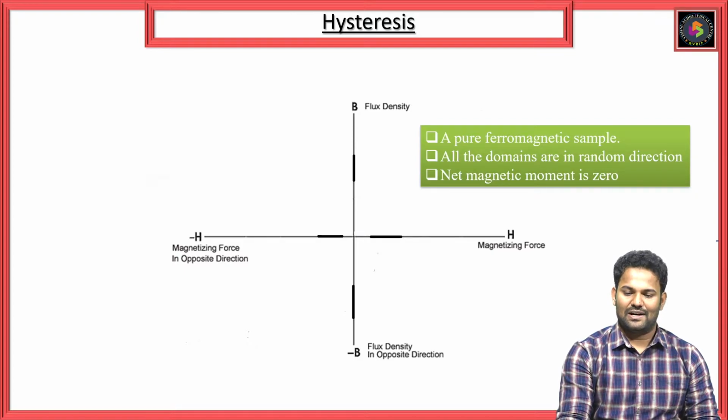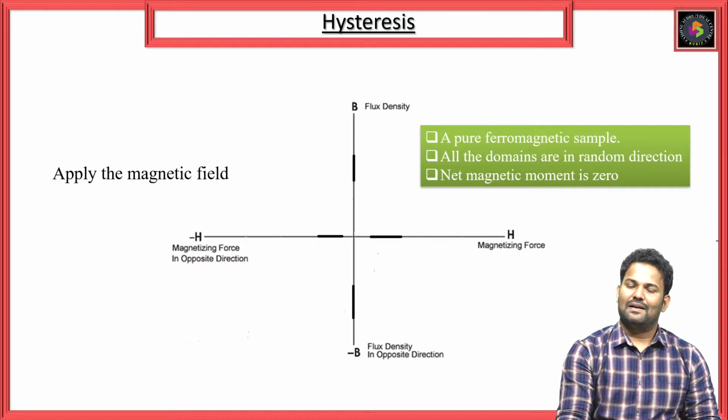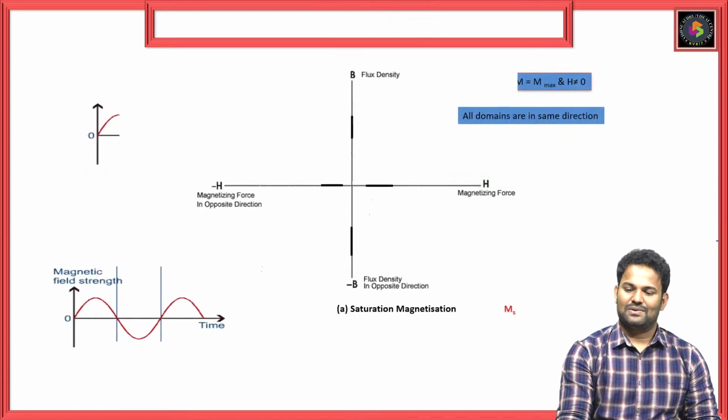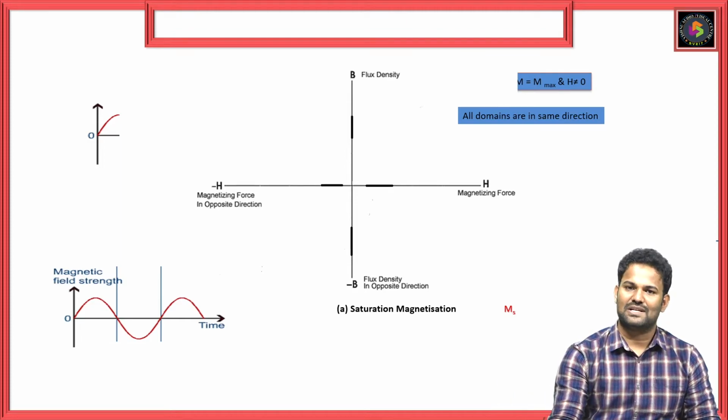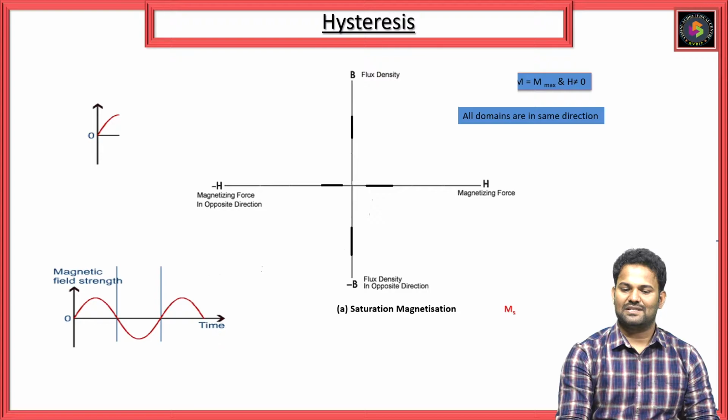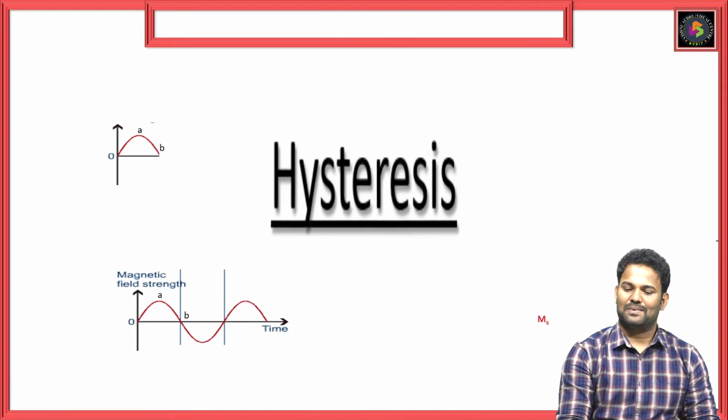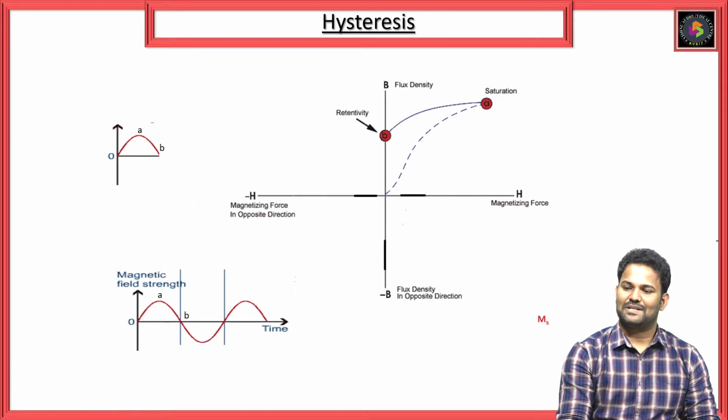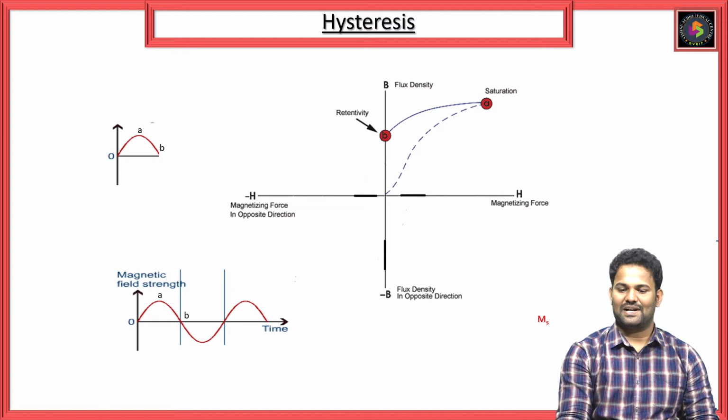Now we apply a magnetic field to the ferromagnetic substance, and automatically it can be magnetized. As we increase the field, the magnetization value continuously increases and reaches its saturation point, the maximum value. That saturation point is known as saturation magnetization.